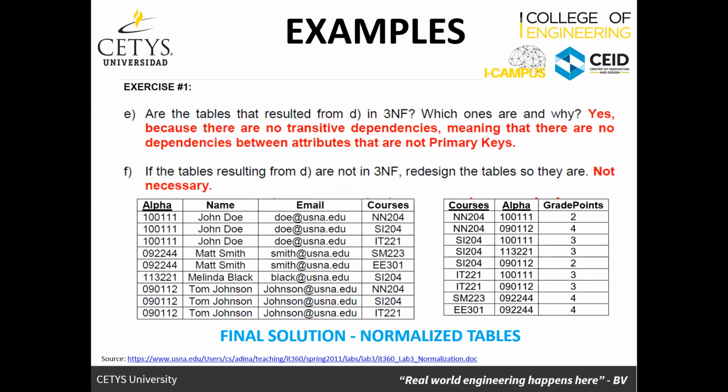In this particular case, the tables are in third normal form because there aren't any transitive dependencies, meaning that there isn't an attribute or a column that depends on another attribute that isn't the primary key. In that case, they're in third normal form. There's no verification necessary. The resulting tables that are normalized are those that we have there. Okay.